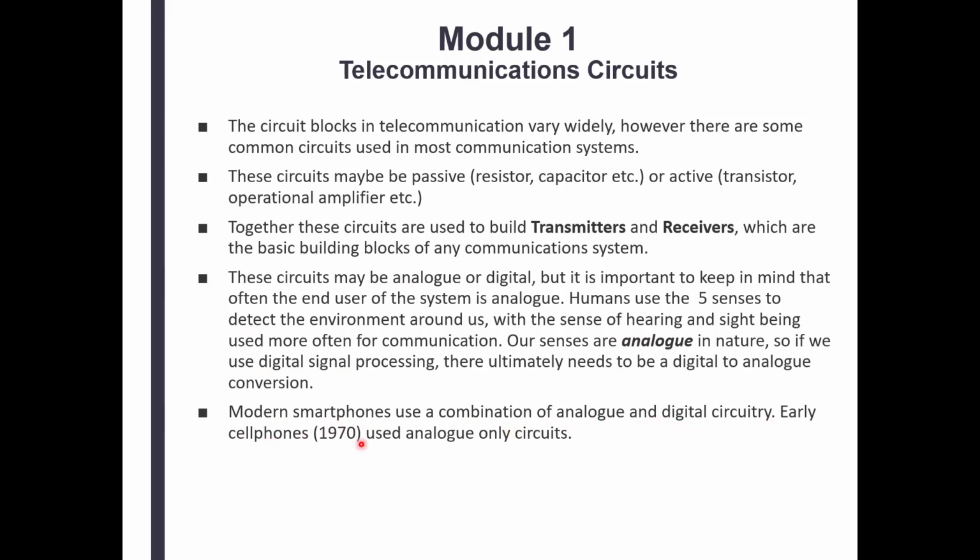Now, modern smartphones use a combination of analog and digital circuitry. The early ones from like the 70s and so on used only analog circuits. I think we have switched, with all the technology with cell phones and smartphones, to pretty much digital maybe about 10 years ago or something like that. And this is 2025 right now, so it's relatively not that long ago.